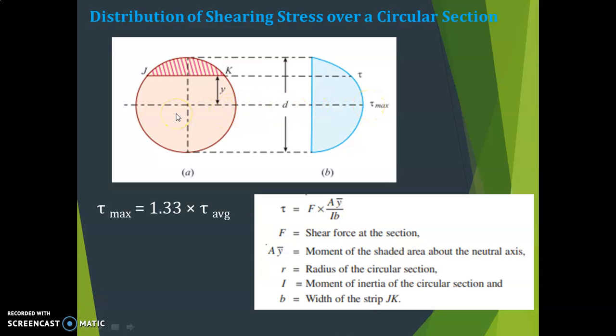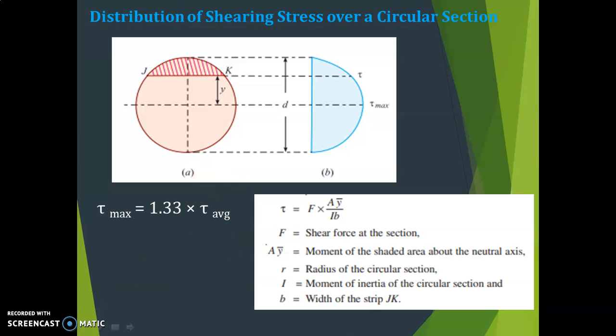Here in the case of the circular section also, it is at the center. So if it is asked to find the shear stress value somewhere above this, you have to calculate it. Here tau maximum is given by the relation 1.33 into tau average. For the rectangular section, tau maximum is equal to 1.5 times tau average. Like that, for the circular section, tau maximum is equal to 1.33 times tau average. How to calculate tau average? That is the same thing, F divided by BD.